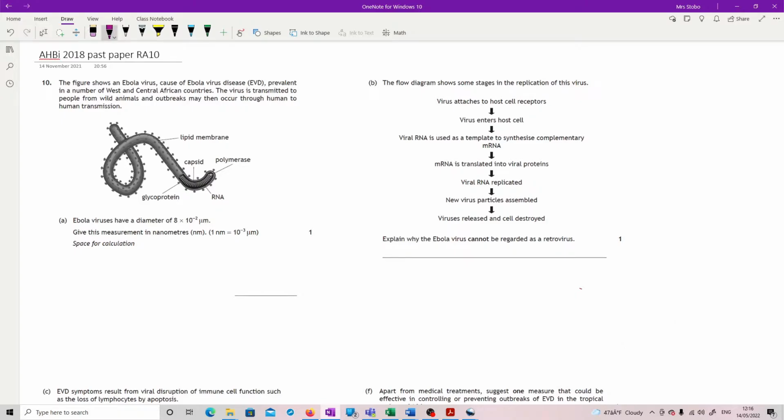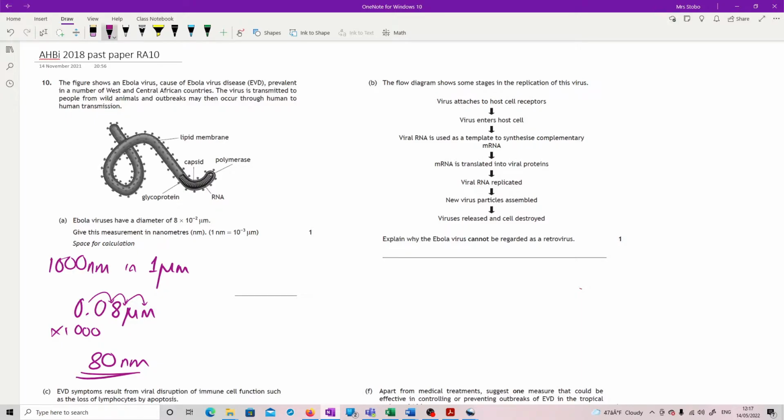So be careful which way you're doing this round. The nanometers are smaller than the micrometers. You have 1,000 nanometers in 1 micrometer. Okay, you're told that it's 0.08 micrometers. So I just need to times that by 1,000. So I'm just going to jump my decimal place 1, 2, and then a third for there, and I get 80 nanometers. That's it.